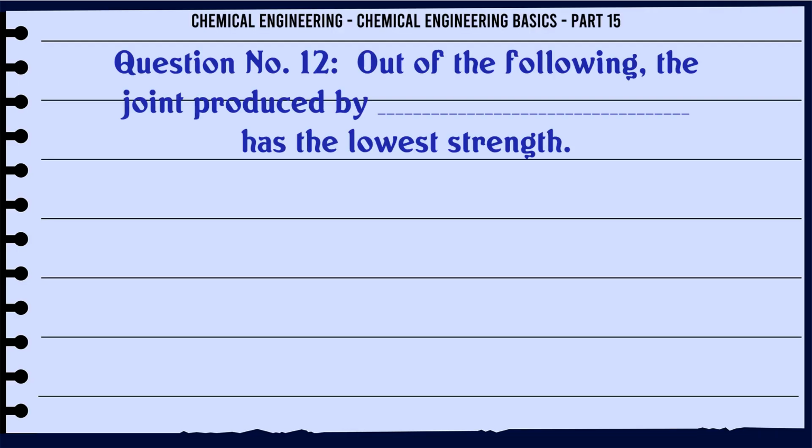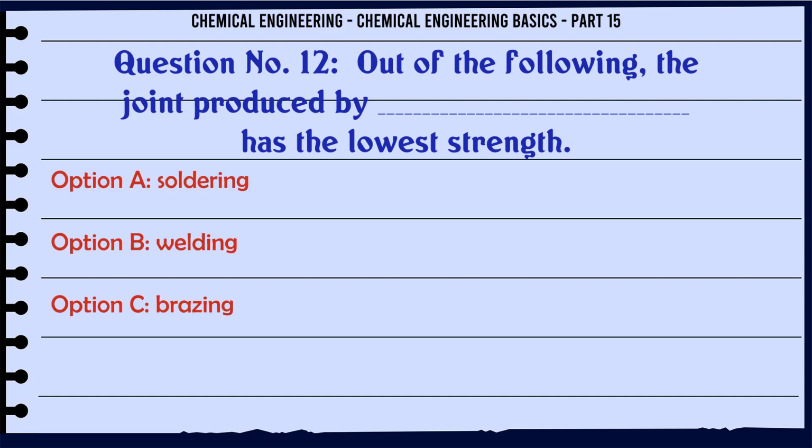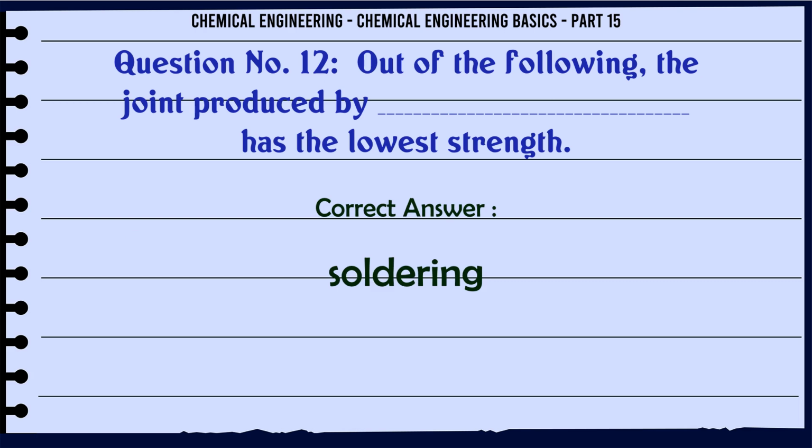Out of the following, the joint produced by ___ has the lowest strength? A. Soldering. B. Welding. C. Brazing. D. Riveting. The correct answer is soldering.